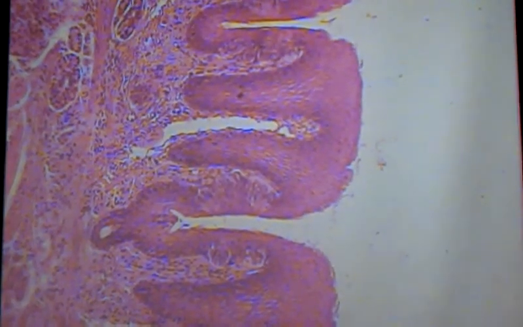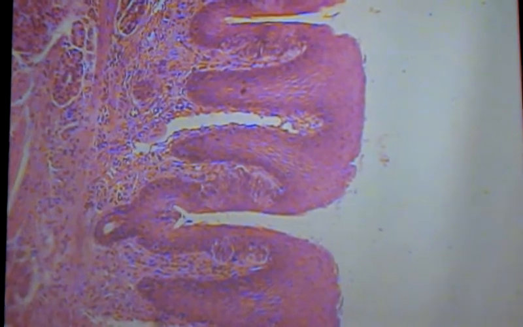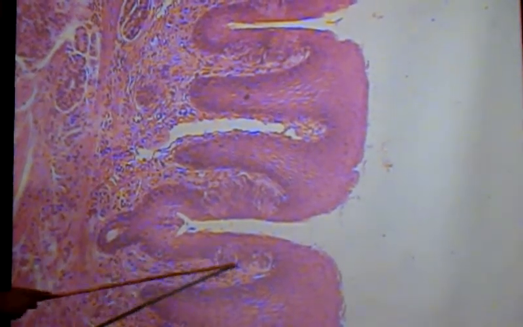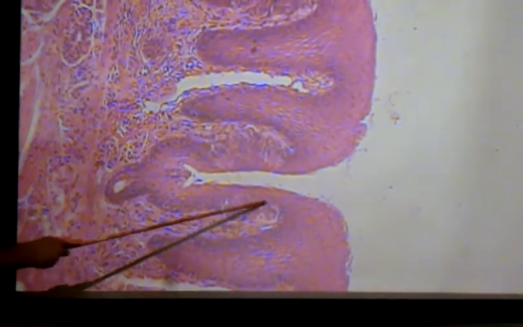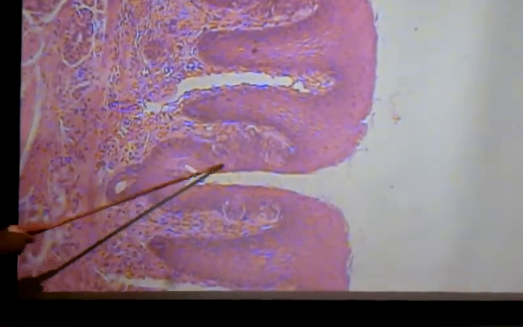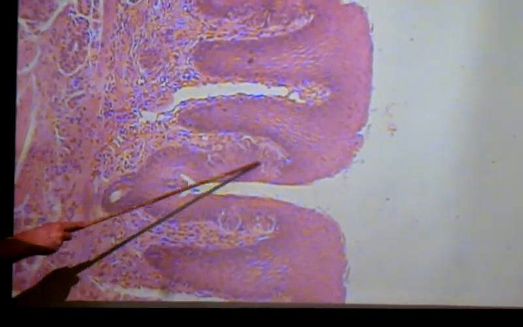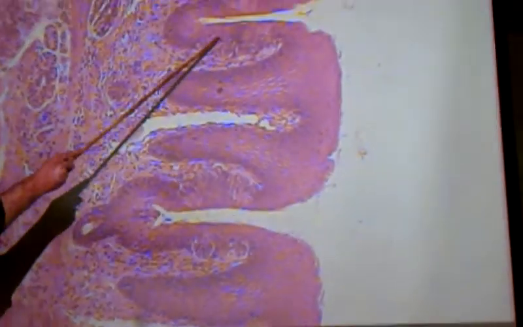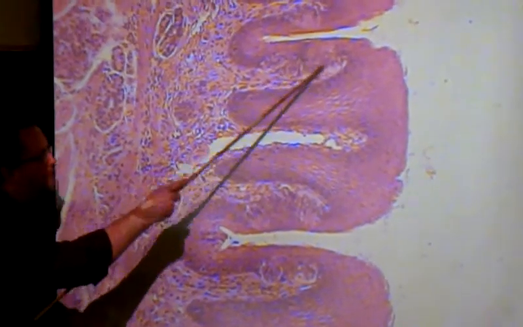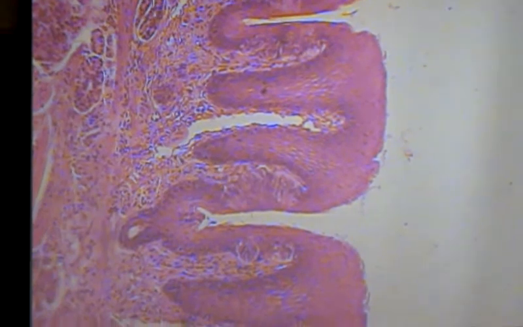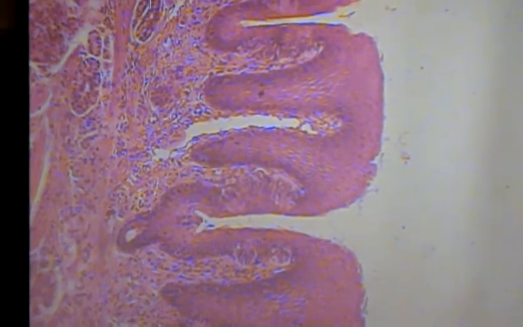So again, mine aren't the greatest, but here is one taste bud right here. Here's another one. It looks like there's the edge of one here. Another one here. There's one. There's one. There's one. There's one. Getting the idea, you guys? Yep. So they are on the sides of the papillae.